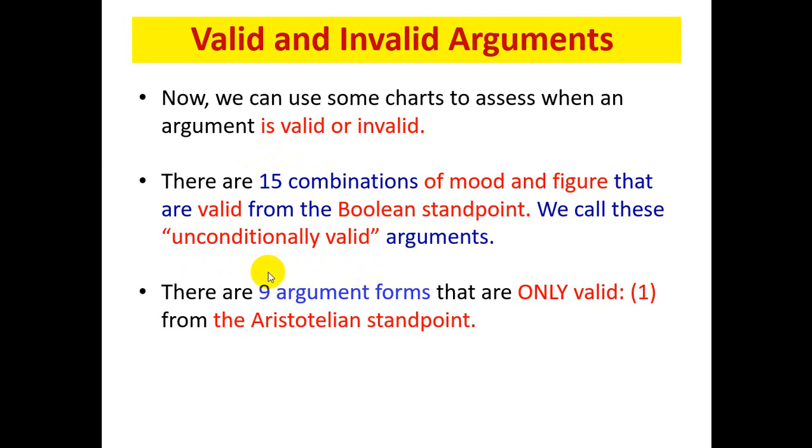And we have also 9 argument forms that are valid only from the Aristotelian standpoint. So we have 2 standpoints or points of view: the standpoint of George Boole and of Aristotle. This is called the Boolean standpoint, and this is called the Aristotelian standpoint. We have 15 and we have 9. The 15 are unconditionally valid because they are permanently always valid without any conditions. But here we have some conditions for them to be valid.